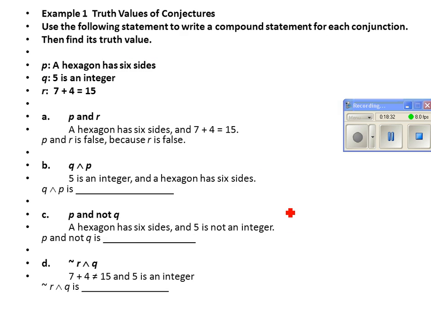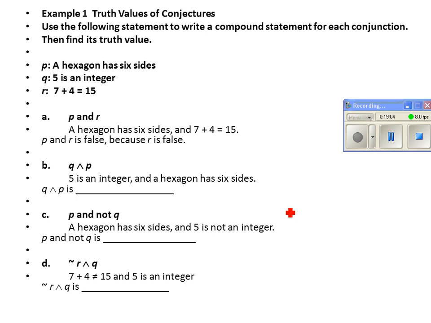All right, this you have to start writing stuff down. So make sure you turn to the example. I'll show you how to do these. This time they gave you P, Q, and R, and they actually told you what P stood for, what Q stood for, and what R stood for. So this first one says P and R. Well, what's P say?